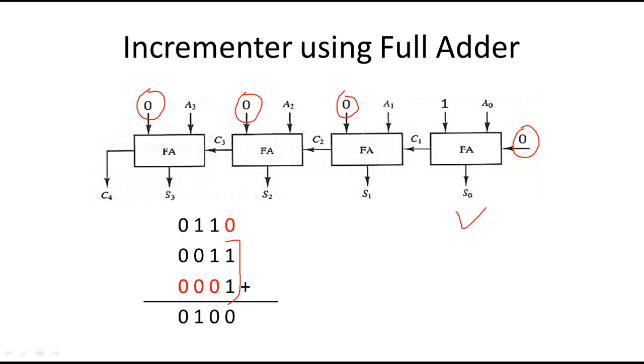So the other 3 adders have A1 or a single bit plus the carry from the previous adder. The third one adds A2 and C2. B remains 0, and the last full adder adds A3 and C3, and you see B remains 0. So if we analyze it closely, it adds 2 bits at a time. The third one remains 0.